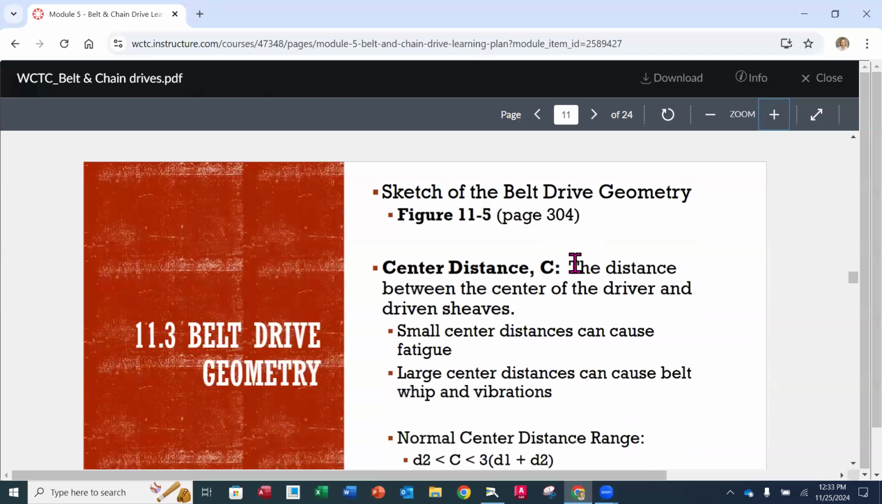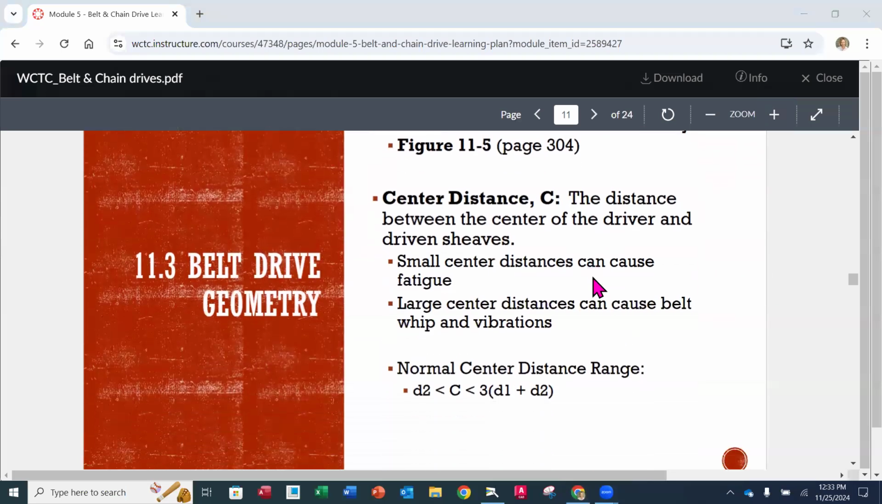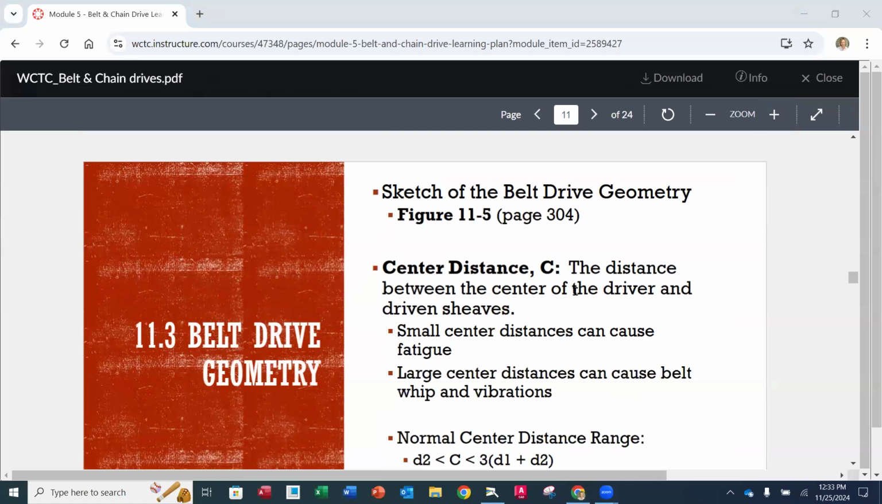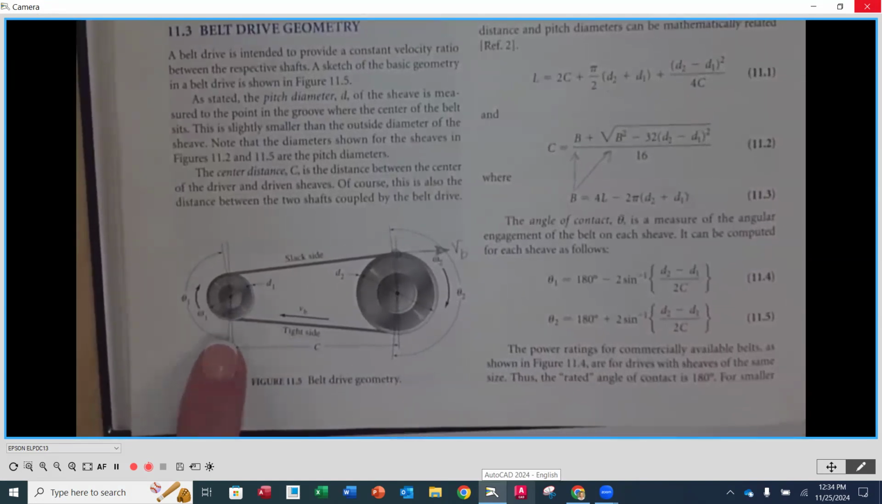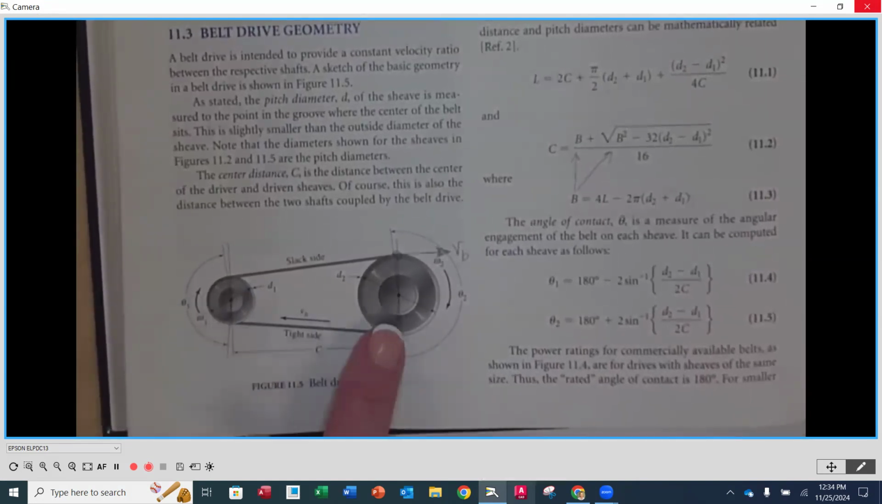Okay. The next thing that we want to consider in belt drive geometry is, number 1, center distance. We've seen that the center distance can get wider, unlike in a gear design, but your center distance is going to be the distance between the center of the driver and the driven shafts. Now, if I turn the page and we look back at figure 11.5 down at the bottom of page 304, we already briefly looked at this application. My center distance is going to be the distance between my driver and my driven.